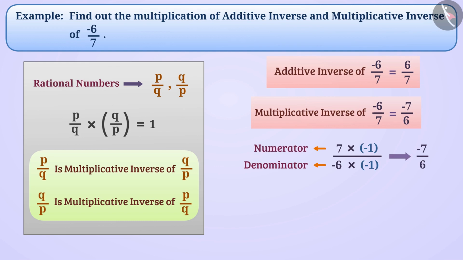Now we will multiply additive inverse 6 by 7 and multiplicative inverse minus 7 by 6 of minus 6 by 7 with each other. This will be 6 by 7 multiplied by minus 7 by 6 is equal to minus 1. Therefore, minus 1 is the answer to the given question.